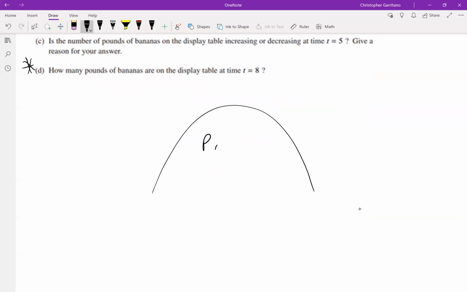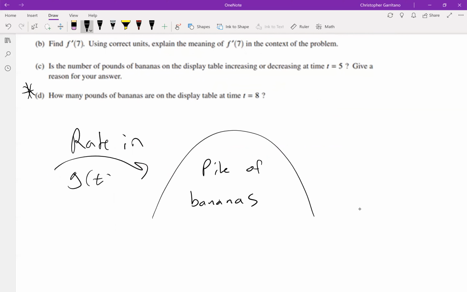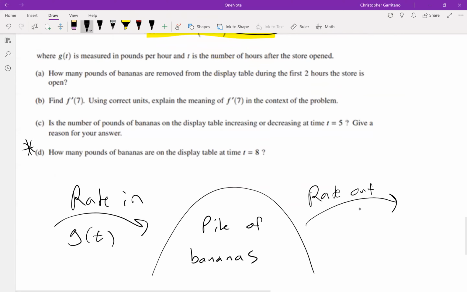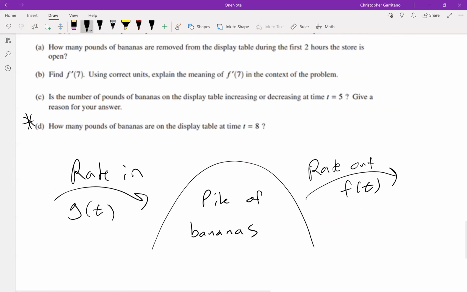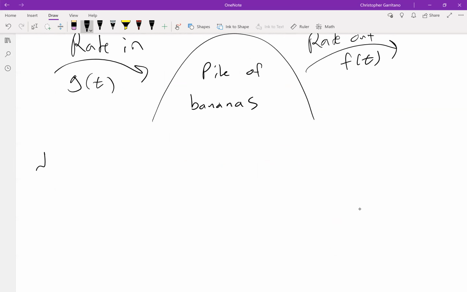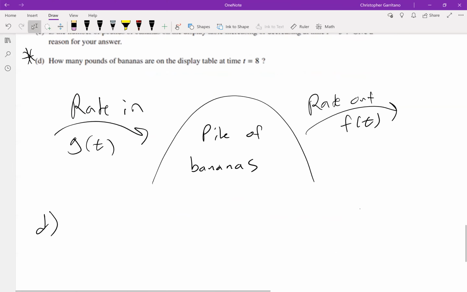So here we have a pile of bananas. We have a rate in, and that rate in is what we're calling g of t, little g of t, and a rate out, that's what we're calling f of t. Again, nobody really asked questions about A, B, or C, so that's why I'm only doing part D. Part D, very similar: how many pounds of bananas are in the display table at time t equals 8?